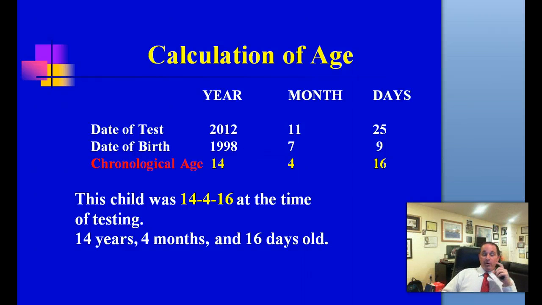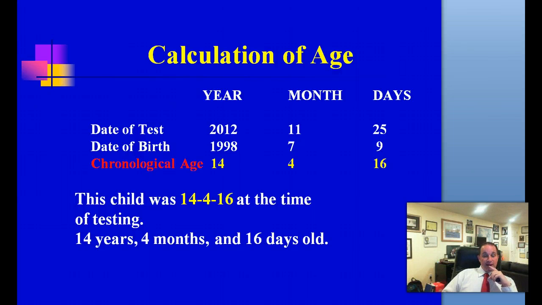So, what do we know in our example from before? Well, we know that the date of test was November 25th of 2012, 2012, 11/25. We know that the date of birth is 1998, 7/9, again, July 9th of 1998. So what do we do? We start from the days column. We take the date of test days, which is 25, and subtract the date of birth days, which is 9. So 25 take away 9 is 16.